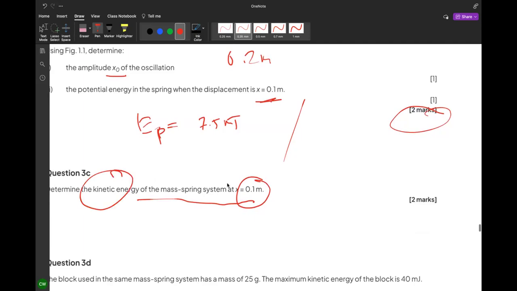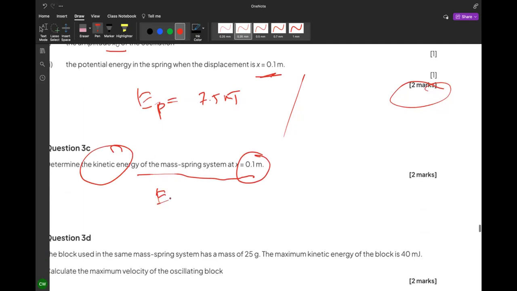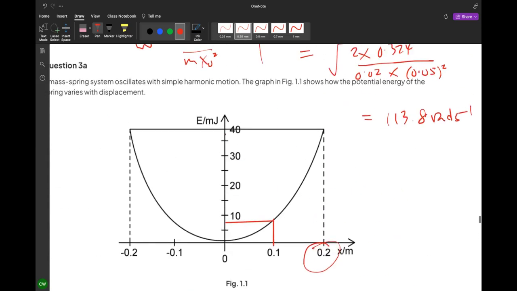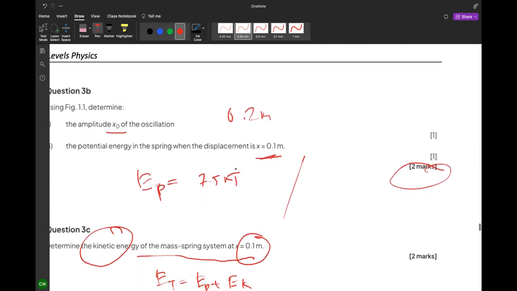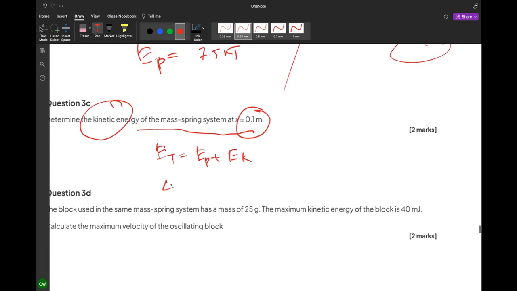So we need to find the kinetic energy, so we need to use the total energy. Total energy is EP plus EK. So what is the total? Total is 40. If total is 40 and EP is 7.5, then EK will be 32.5 millijoule.